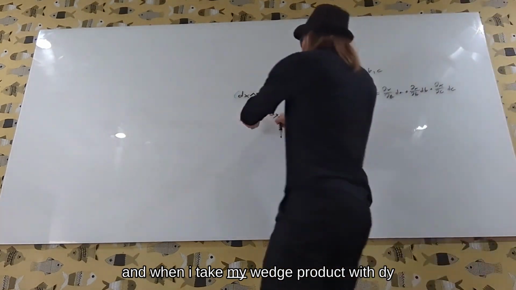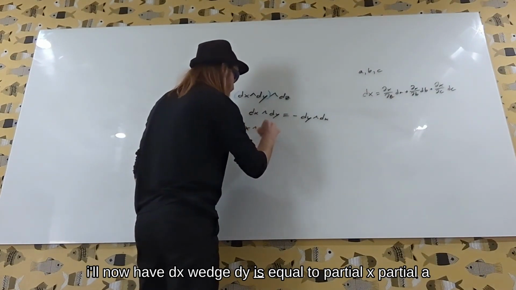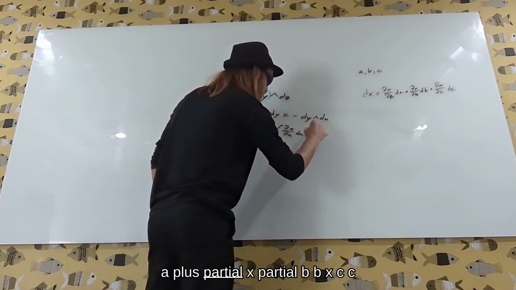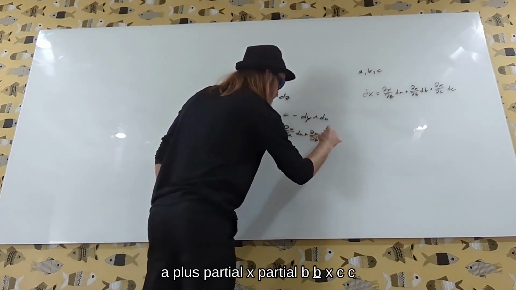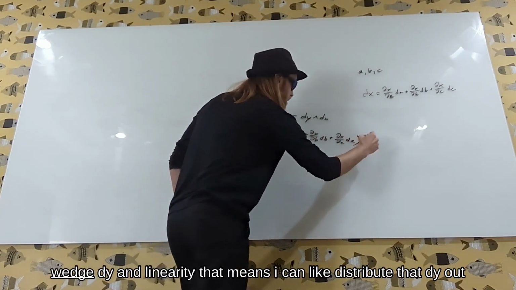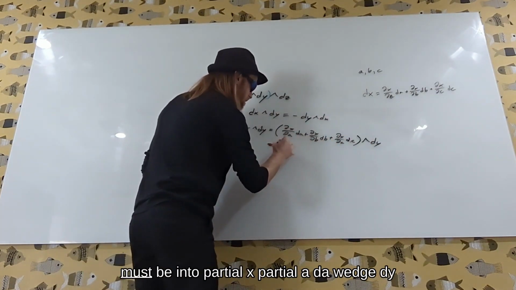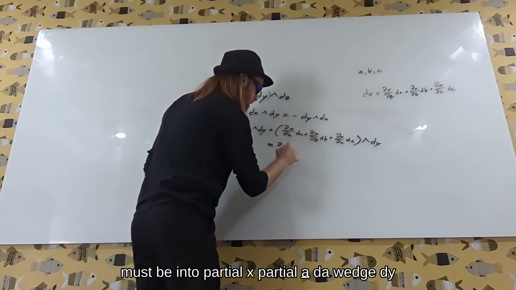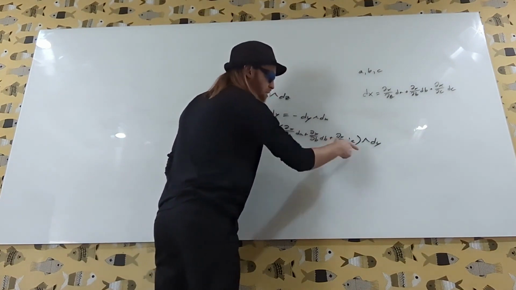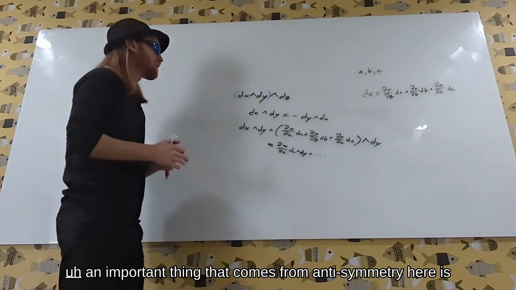When I take my wedge product with dy, I'll have dx wedge dy equal to partial x partial a dA plus partial x partial b dB plus partial x partial c dc, wedge dy. And linearity means I can distribute that dy out. This will be equal to partial x partial a dA wedge dy plus and so on. So intuitively, that works roughly the way you expect.